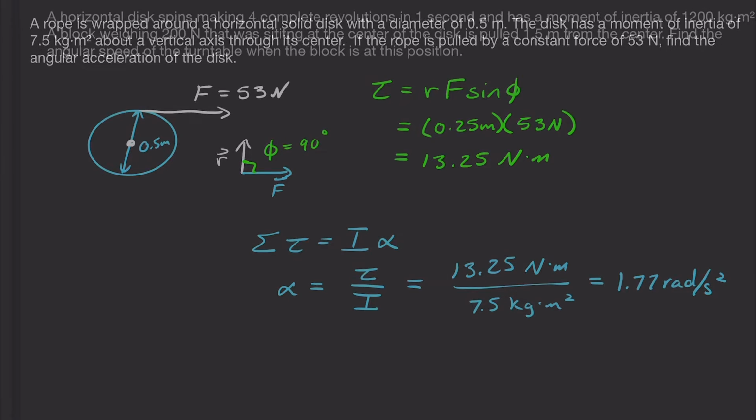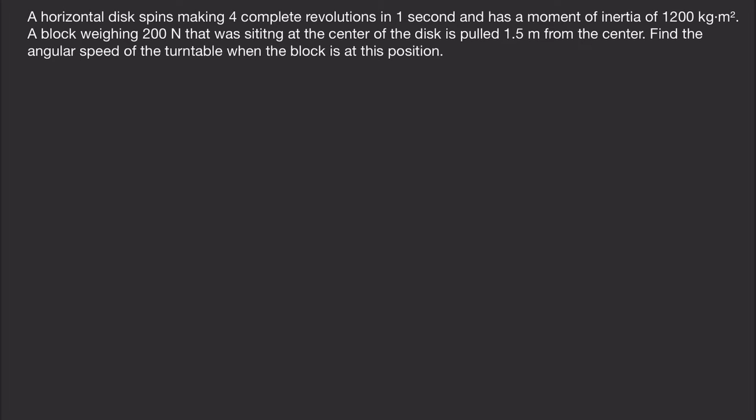For the next problem, we have a horizontal disc that spins, making 4 complete revolutions in 1 second, and has a moment of inertia of 1200 kilogram meters squared. A block weighing 200 newtons that was sitting at the center of the disc is pulled 1.5 meters from the center. Find the angular speed of the turntable when the block is at this position.